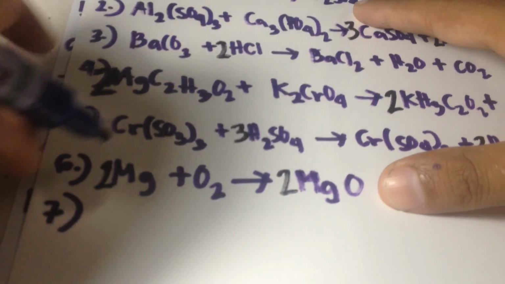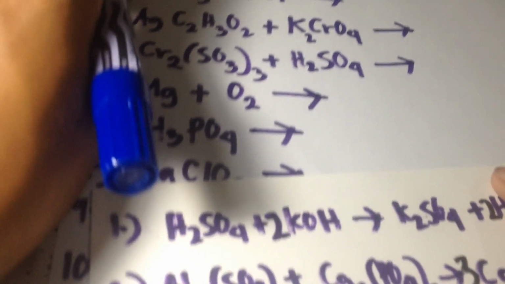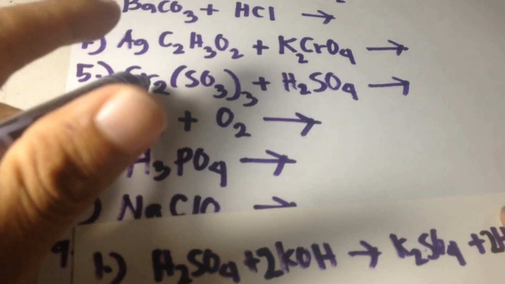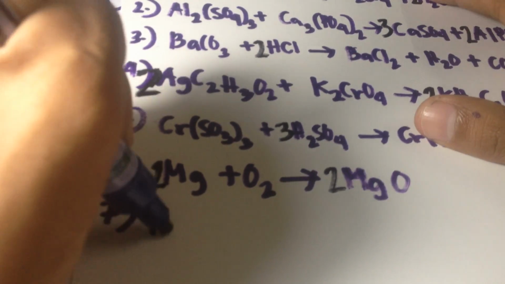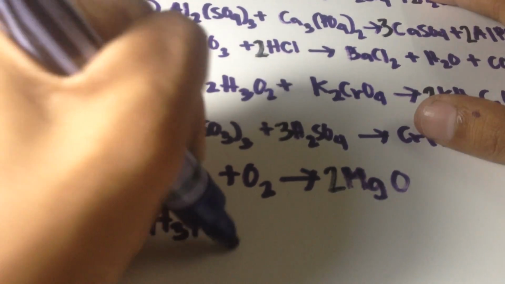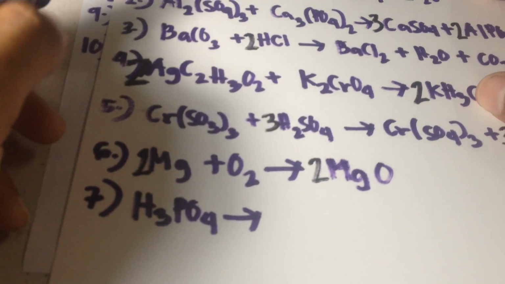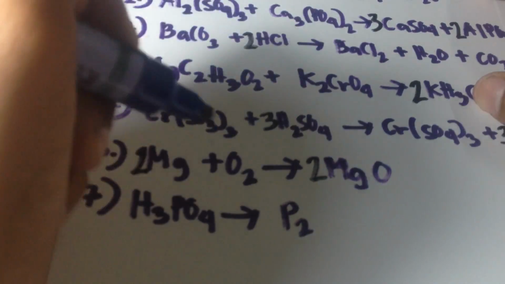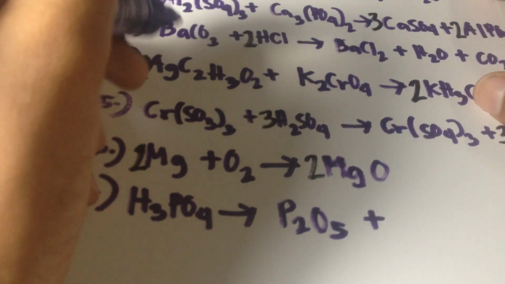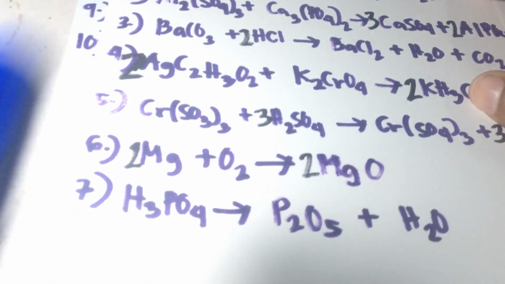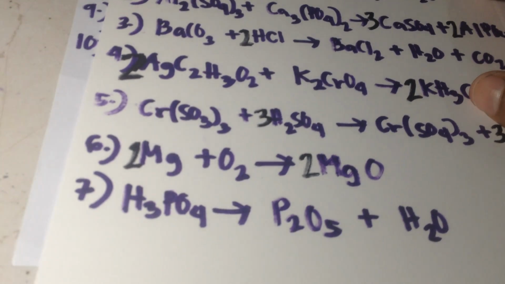In number 7, we need to decompose the phosphoric acid. So decompose phosphoric acid. Phosphoric acid reacts to P2O5 plus water. So you need to balance.